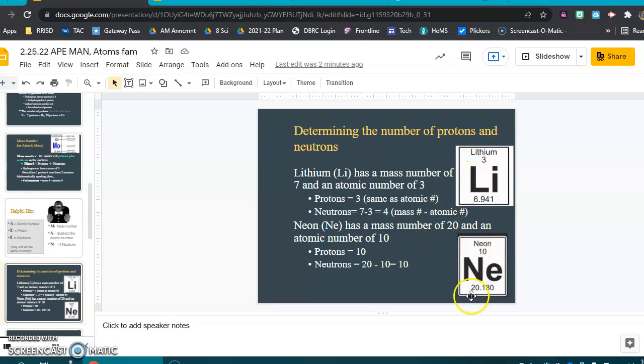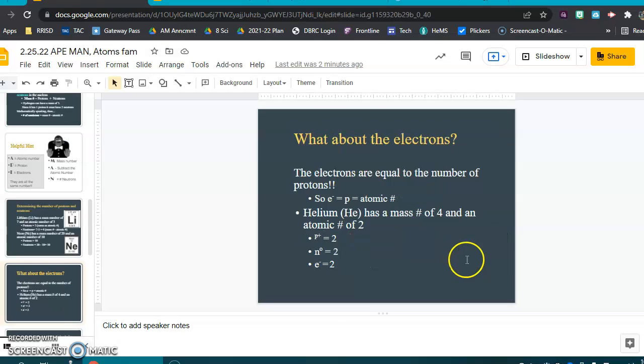So neon has a mass number of 20, because that 0.18 is not significant enough to change 20 to 21. So I'm going to have 20, subtract 10, and then I get 10.